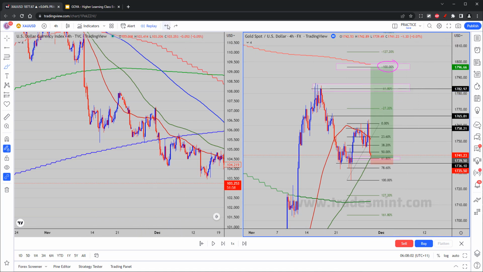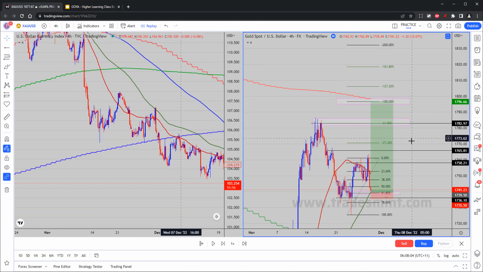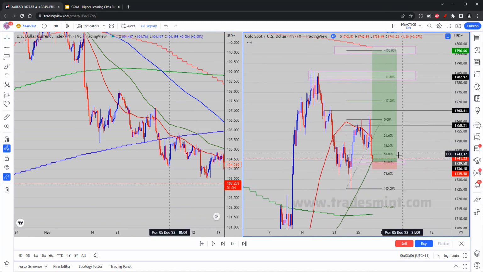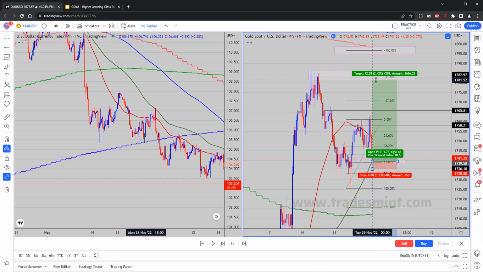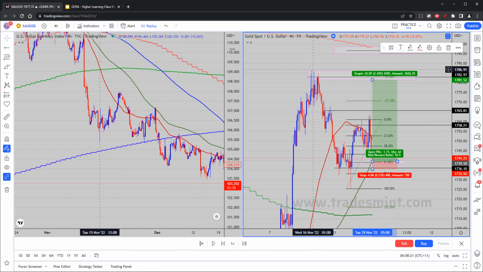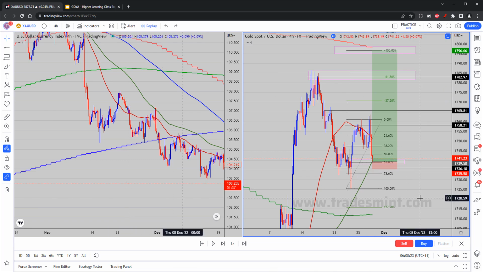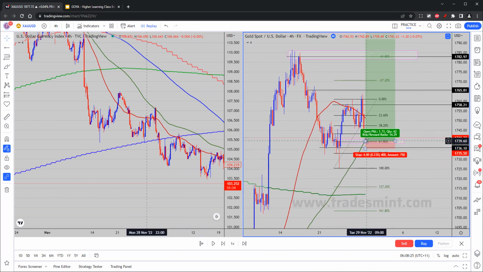Okay, so here we have a risk reward ratio of 14.29, which is amazing, which is great. 571 pips. Even if I decide to close it earlier here, we still have a ratio of about 10, 420 pips. Again, amazing opportunity, amazing trade.